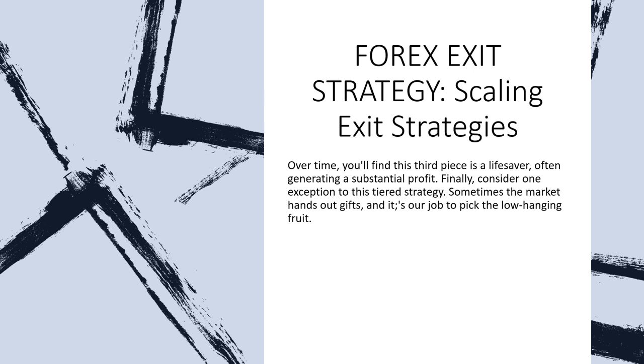Over time, you'll find the third piece is a lifesaver, often generating substantial profits. Like I said, we saw the euro, and you told the computer to take your profit at 110.90. Well, it moved all the way up to 110.90. It shot all the way up to 111.40. Well, if you had followed this strategy, sold off, you would have still had 1/3 of your position. And when it hit 111.40, you would have booked that 50 pips extra profit. It would have been beautiful.